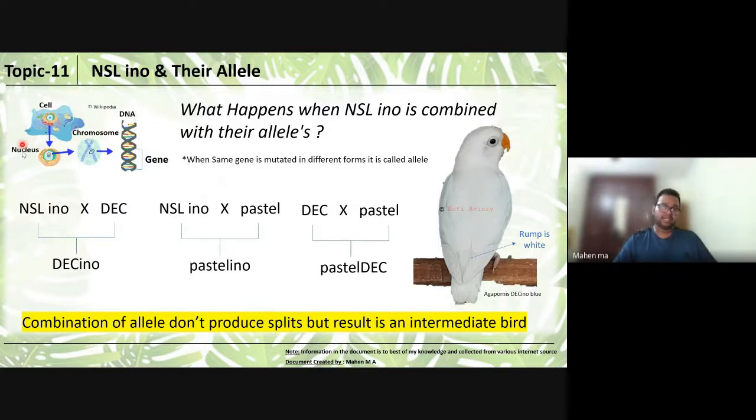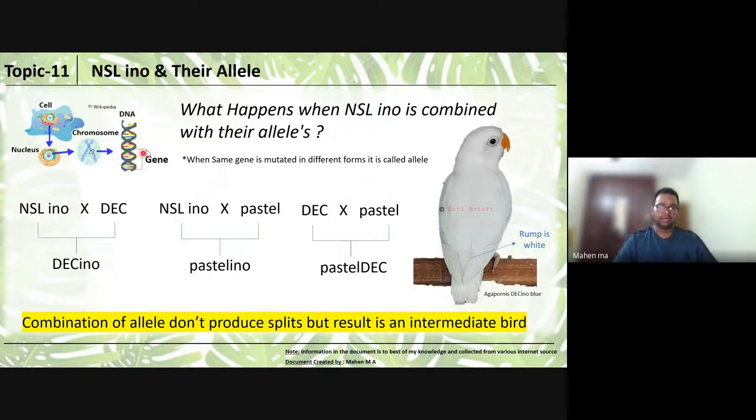In the first seminar, I explained there is a cell, there is a nucleus, we have chromosomes, and then we have the DNA, which carries what kind of bird has to be produced from this cell. So this is a gene. Let us consider that a small change in this gene has resulted in NSL Ino. Again, a small deviation from NSL Ino has caused the production of a pastel bird, and small changes in the same gene have resulted in a deck bird.